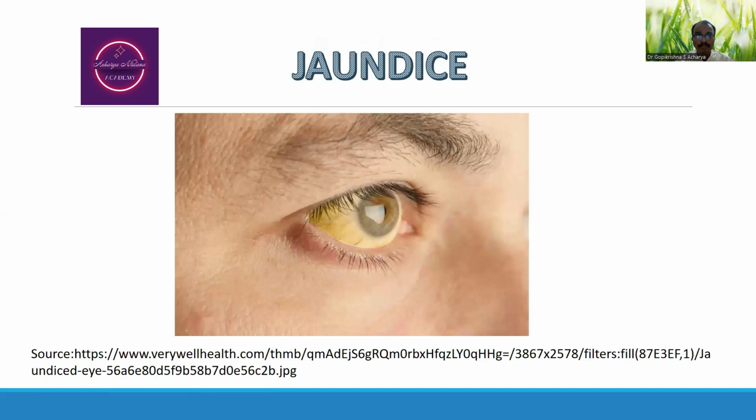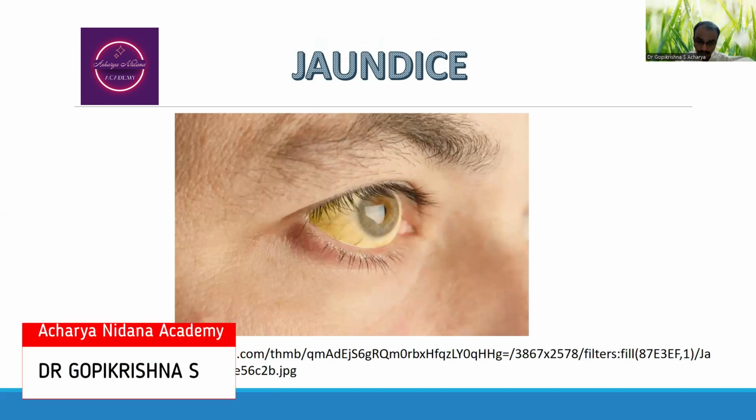That means the person will be having less amount of hemoglobin in the body. This is an image where the person has yellowish discoloration of the sclera. This is present in cases of a person who is having icterus or jaundice.